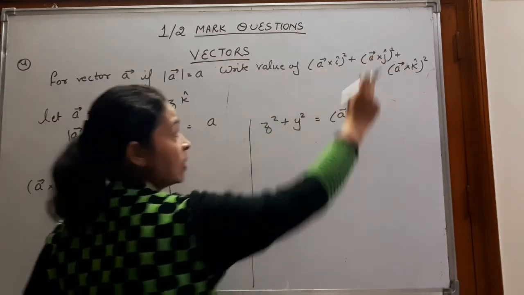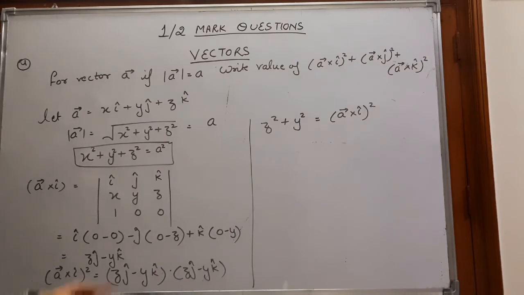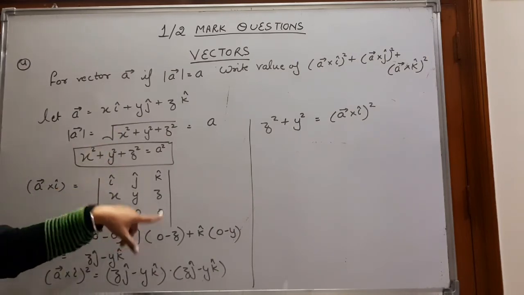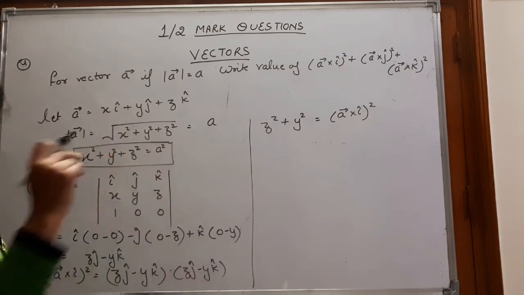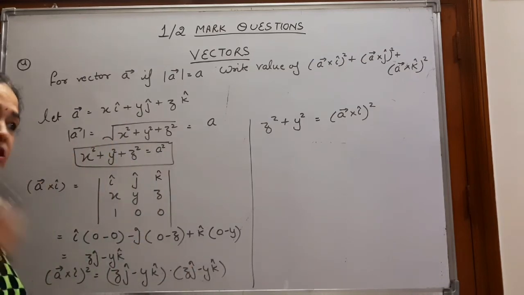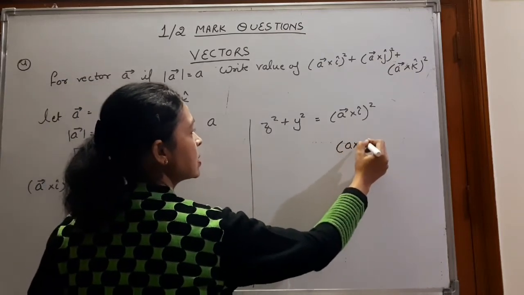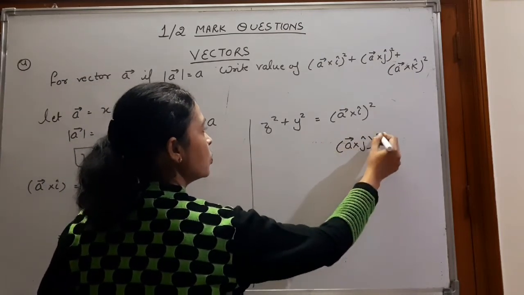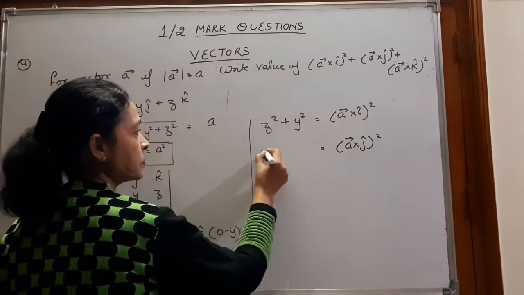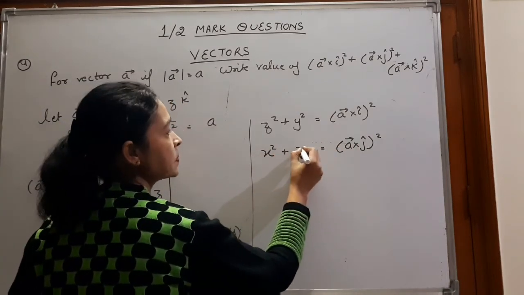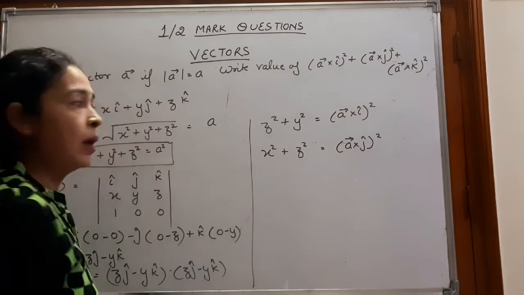In the same way, when you multiply vector A with j cap, you will write here 0, 1 and 0. J cap means 0 i cap plus j cap plus 0 k cap. What will we get? (Vector A cross j cap) whole square will be x square plus z square.